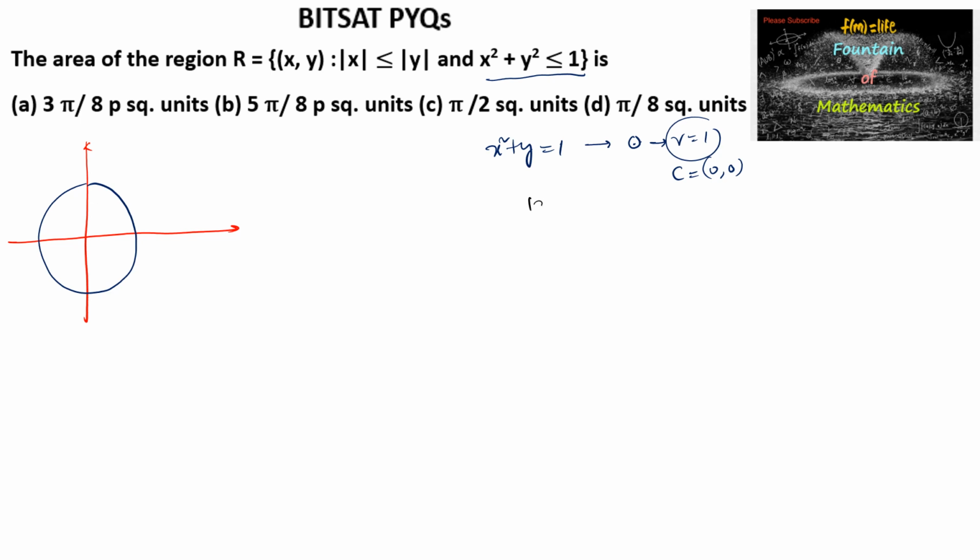And also mod x is less than or equal to mod y, which represents the line x is equal to y and the line x is equal to minus y. So this is x is equal to y and x is equal to minus y line. And since it is given mod x is less than or equal to mod y, we will be getting the region which is interior of the circle. So we can say the common region is this.